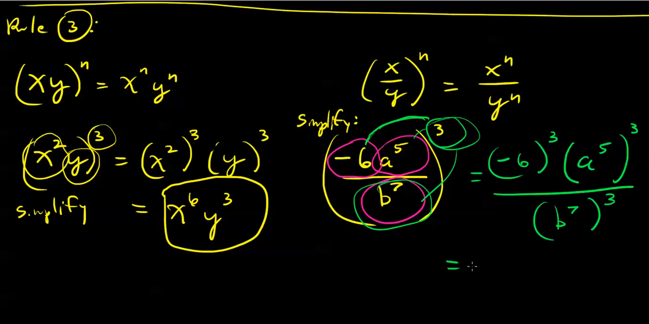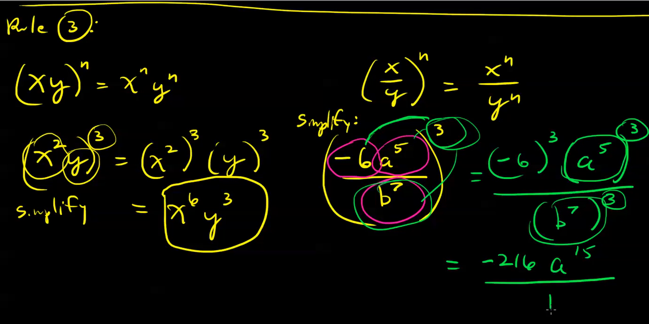Alright, now I can simplify this, of course, using rule 2. Minus 6 to the 3rd power, well, that's just negative 216, is it not? Similarly, a to the 5th to the 3rd power. By rule 2, I multiply the exponents, and that's a to the 15th power. And downstairs, b to the 7th to the 3rd power, I get b to the 21st power. So there is my simplified return for that kind of nasty looking example in rule 3.